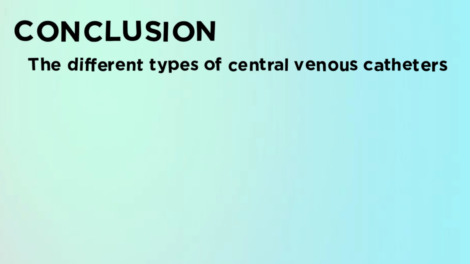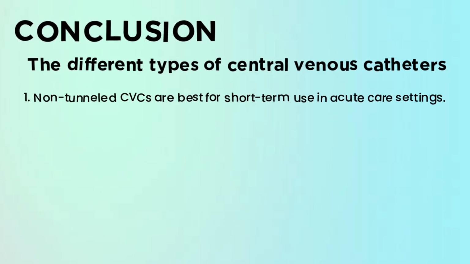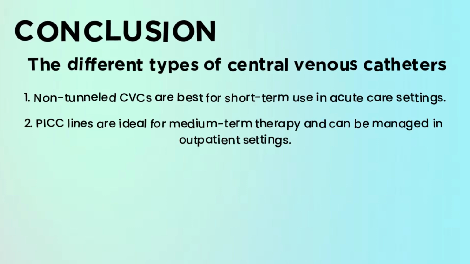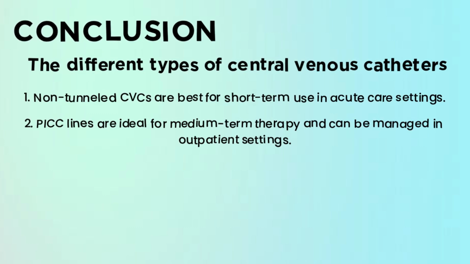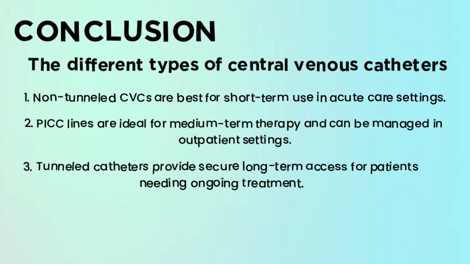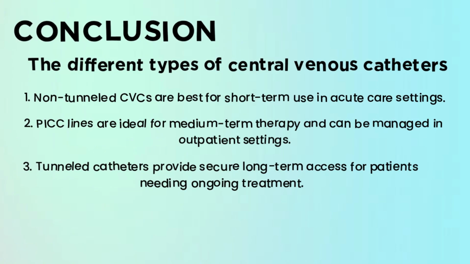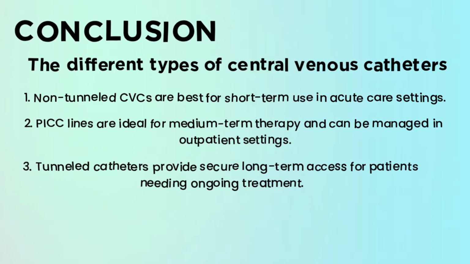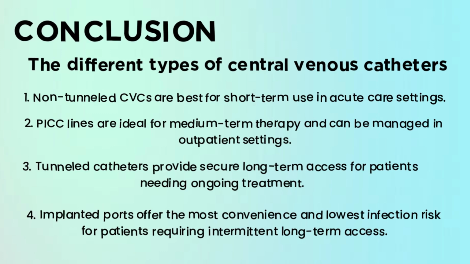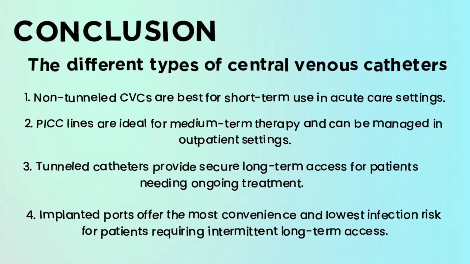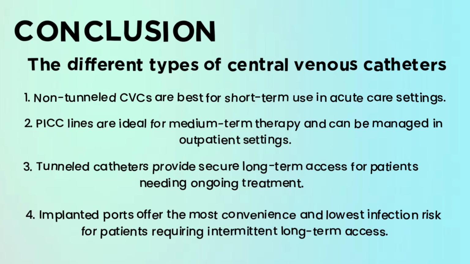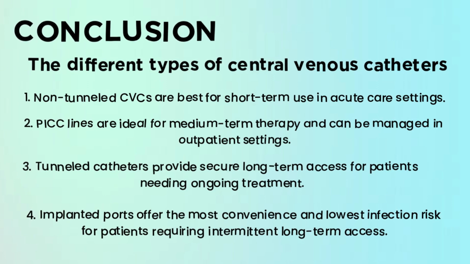To summarize what we've covered about the different types of central venous catheters, non-tunneled CVCs are best for short-term use in acute care settings. PICC lines are ideal for medium-term therapy and can be managed in outpatient settings. Tunneled catheters provide secure, long-term access for patients needing ongoing treatment. Implanted ports offer the most convenience and lowest infection risk for patients requiring intermittent long-term access.